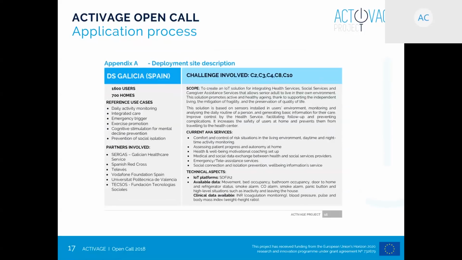Once you identify the challenge and all the deployment sites involved in this challenge, I suggest you read in detail the description of each deployment site in terms of the number of users, the technology that each deployment site currently is using, or the type of information, the data that currently is collected. In this way, you will be able to adapt your submission, your proposal, according to the terms of each deployment site.